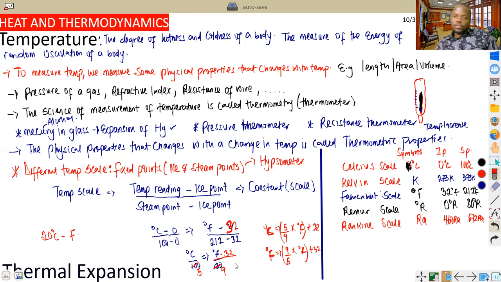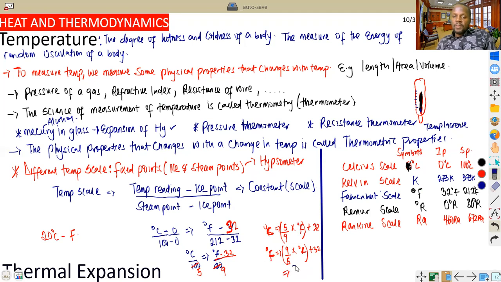You can do that by cross multiplying and seeing what I've done. I've not done something that is too big for you to understand. Or directly, you can just put the values directly here. I'm converting 20 degrees Celsius to Fahrenheit. So the Fahrenheit scale is 9 over 5 times 20 plus 32, which, if I follow directly, should give me the right answer.